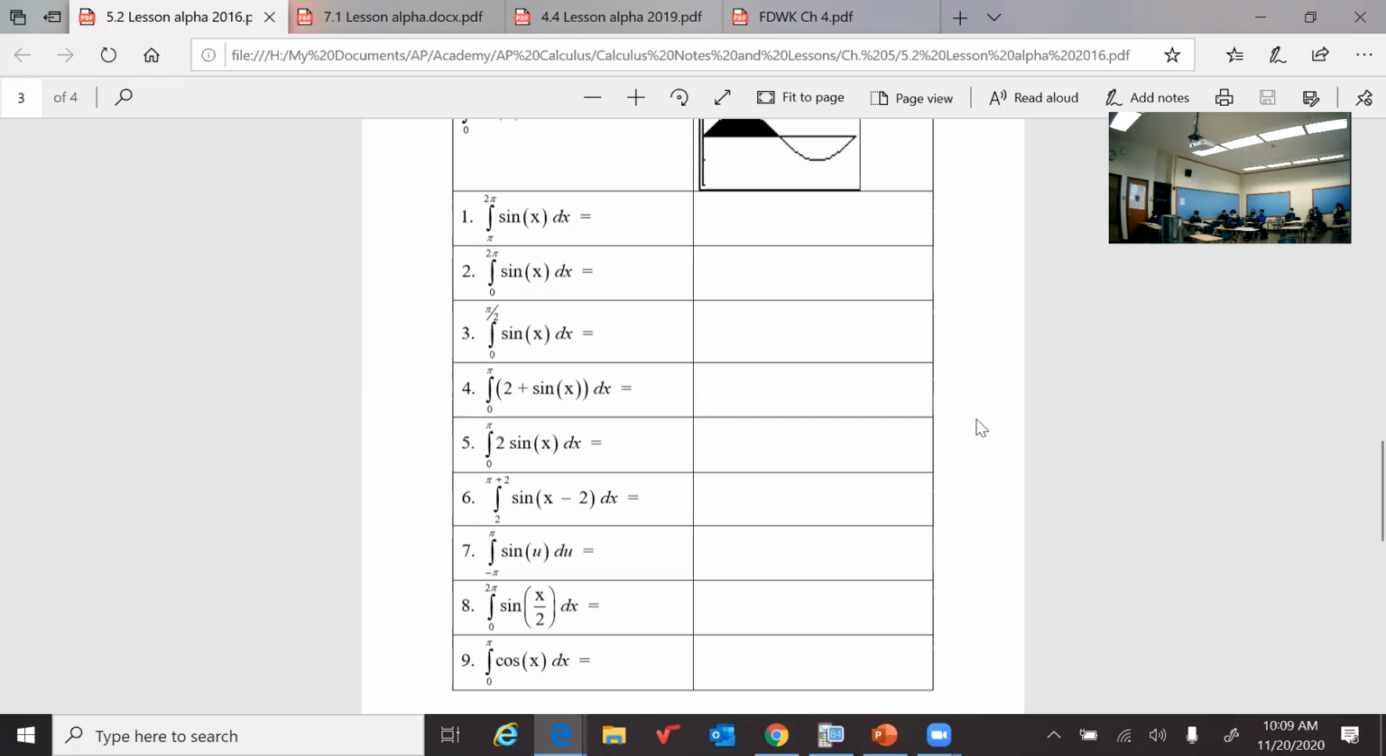Correct. Number 3 would be 1. Why? Because you're only going from 0 to pi over 2. So what is that? That's a size change of 1/2 comma 1. The y stayed the same. We're going half as far in the width. You get the hang of this?